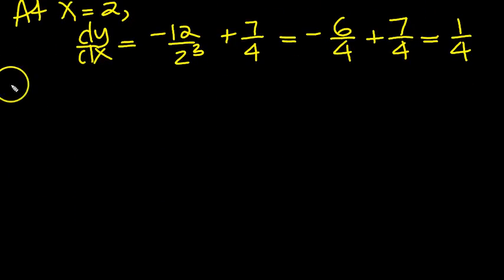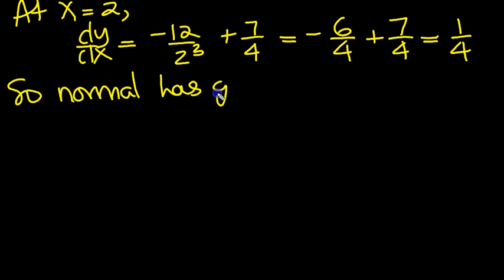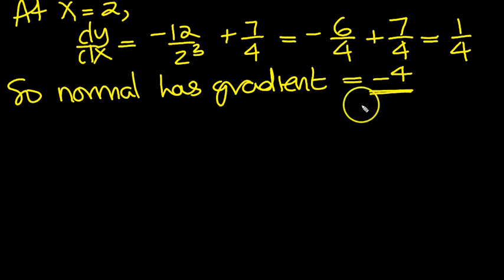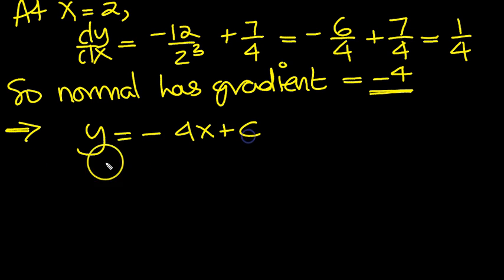So the gradient of the normal. The normal at P has a gradient of, it would be minus 4, wouldn't it? Because that times a quarter gives minus 1. Okay, so that implies then, y equals minus 4x plus c.